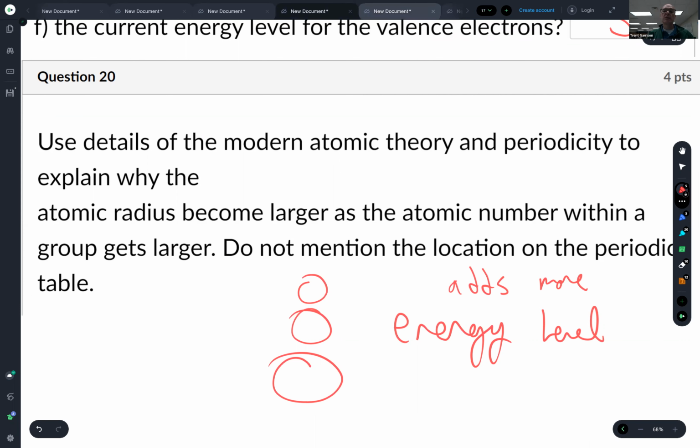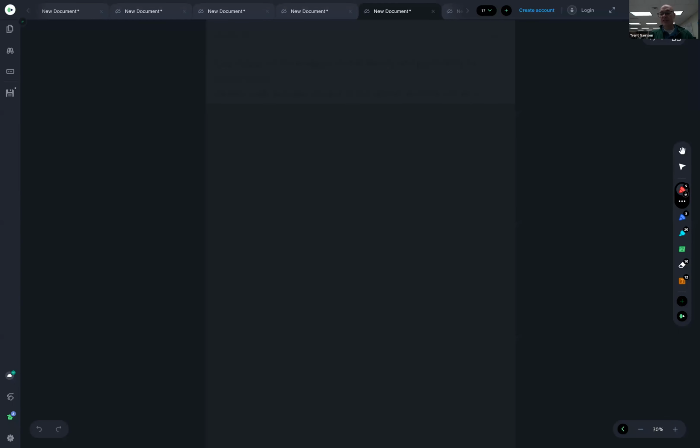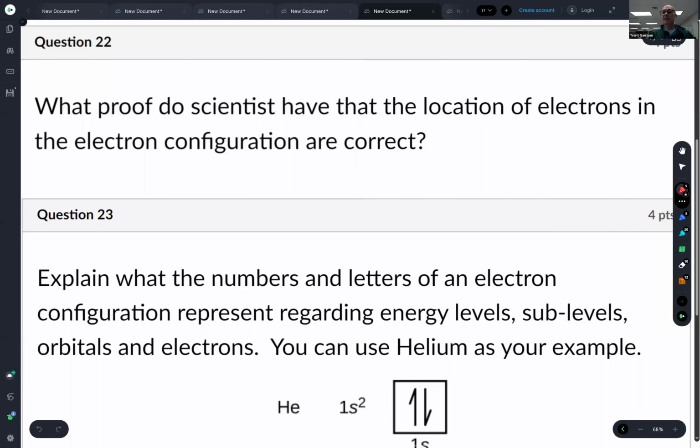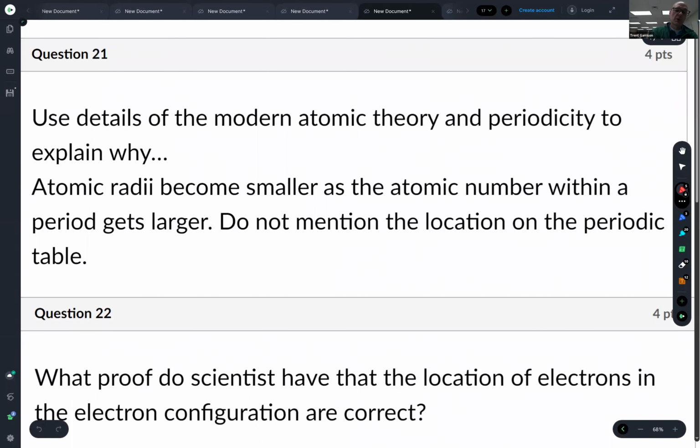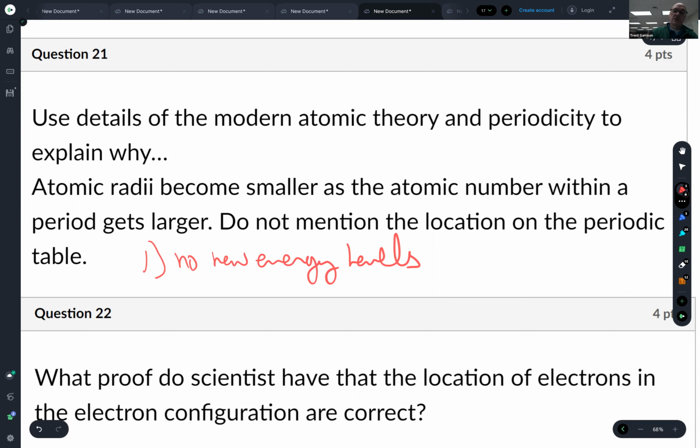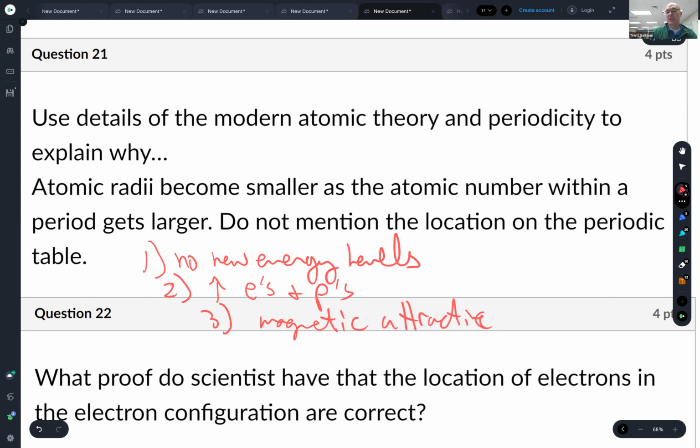Okay, question number 21. Now, this question is asking us, why does it get smaller as it goes across the periodic table? And I detailed this many times in class. There are 3 parts to this. Part 1 is no new energy levels. Second part is that we increase the number of electrons and protons. And the third part is that there is magnetic attraction between the protons and electrons, and that causes them to stick together.